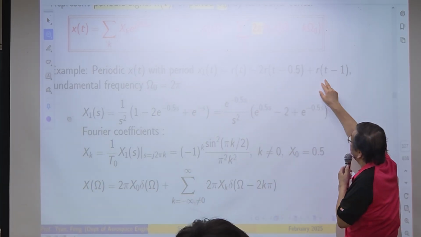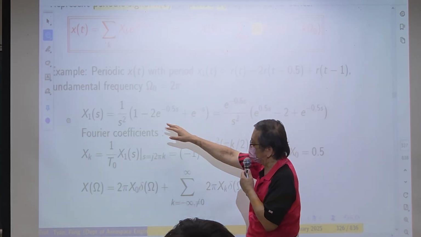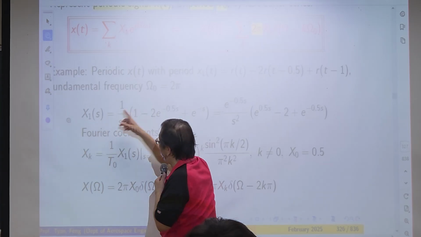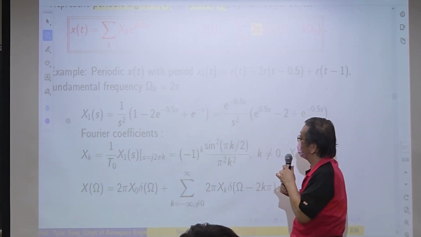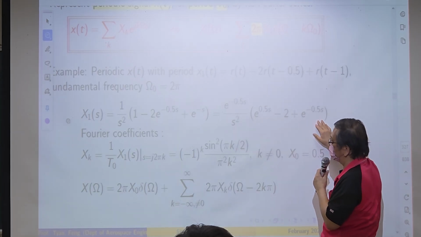Okay? And this is another ramp, but there is a 1 second delay, so I have to multiply 1 over s squared by e to the negative s. So the Laplace transform of this x1 of t is given by this function. And you can simplify the expression if you want.